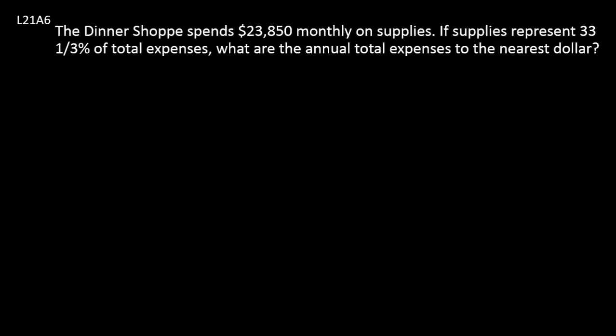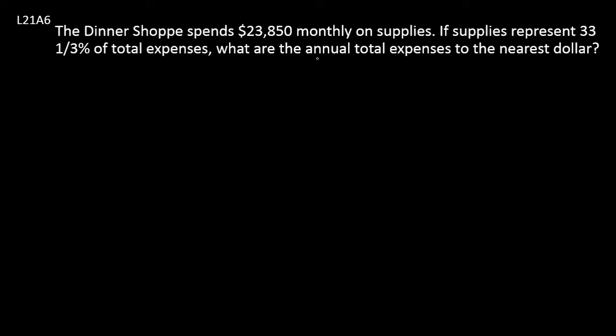The dinner shop spends $23,850 monthly on supplies. If supplies represent 1/3 of total expenses, what are the annual total expenses to the nearest dollar? Okay, so one thing, notice that I changed 33 and 1/3% to 1/3 because that's really what that's representing. And we're asked to find the annual total expenses to the nearest dollar.